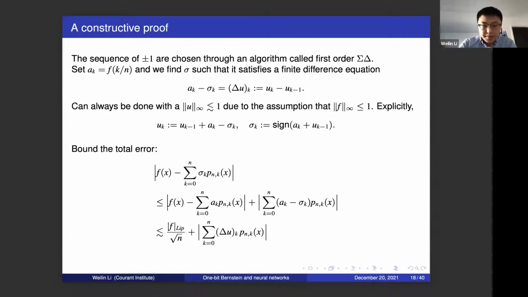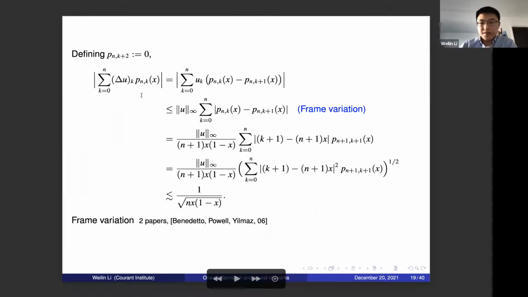To bound the total error, I pick sigma according to this algorithm. I split the error into two terms. The first term is the usual approximation of f with its Bernstein polynomial. The second term is the Bernstein polynomial of f minus my plus and minus one linear combination. The first term, because f is Lipschitz, is bounded by the Lipschitz constant of f divided by square root of n. And for the second term, I just use the fact that A minus sigma is delta U. I just have to find the analogous bound for the second term, and we're done. And to do that, well, I just do one integration by parts.